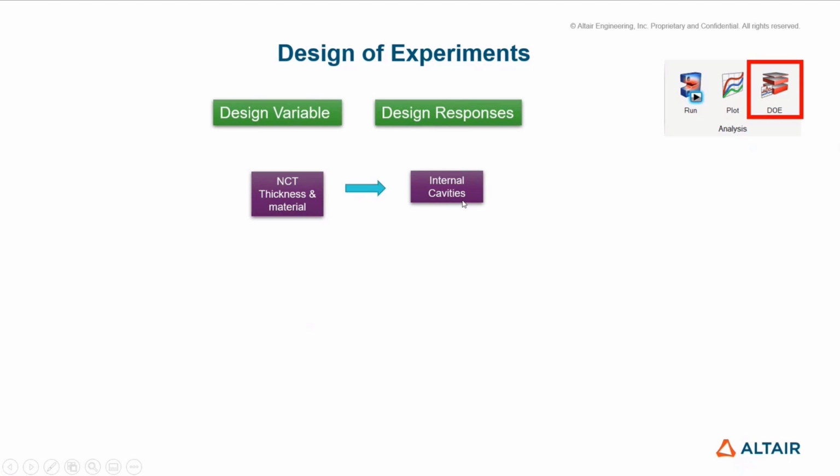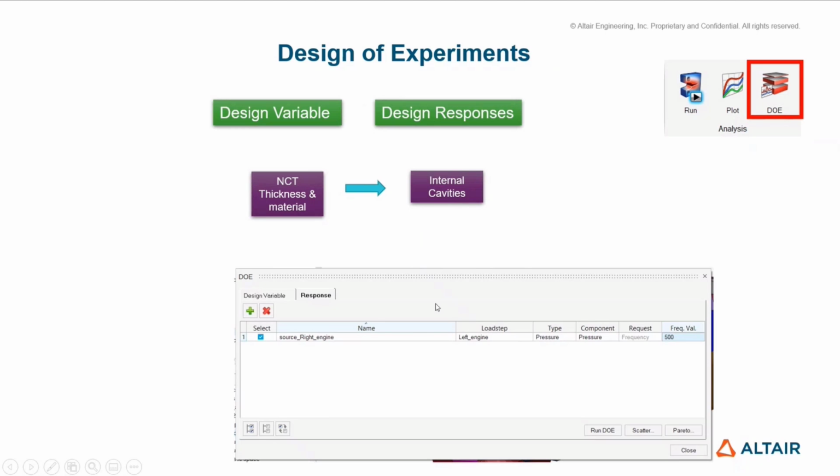Currently, the design responses are internal cavities for any given load step at a particular frequency. We are further adding different types of responses like across a frequency range, average frequency, RMS, RSS. Those are the enhancements we are targeting next. But currently, you can define the cavity for which you want to calculate the effect of design variables at a particular frequency.